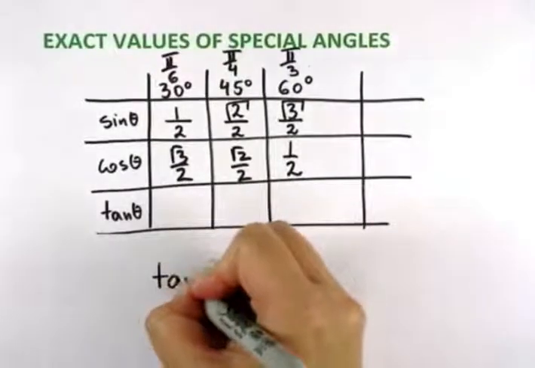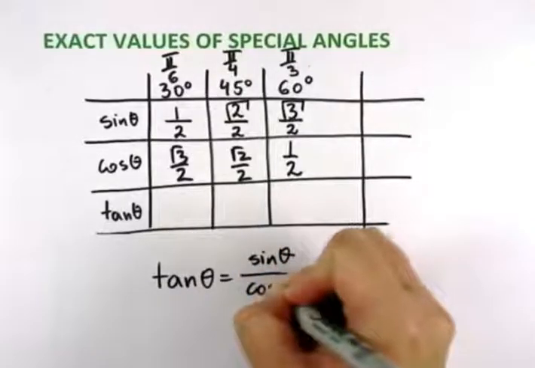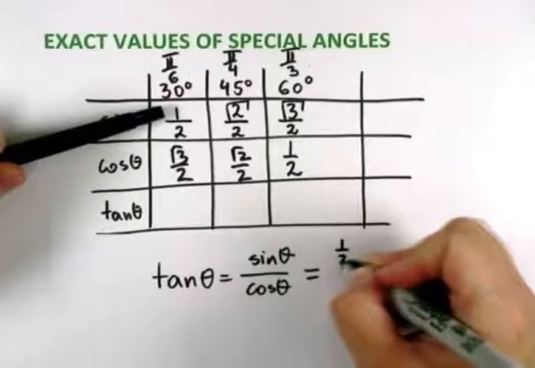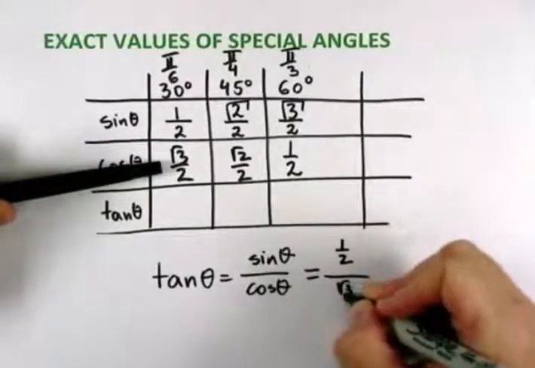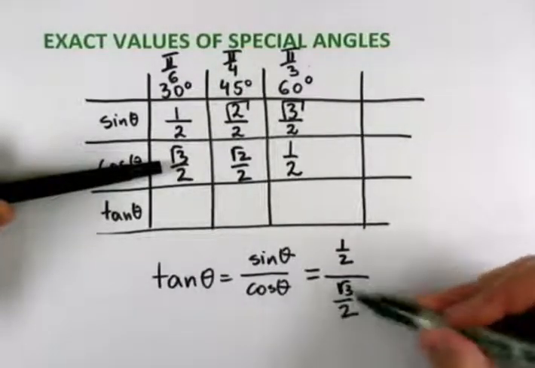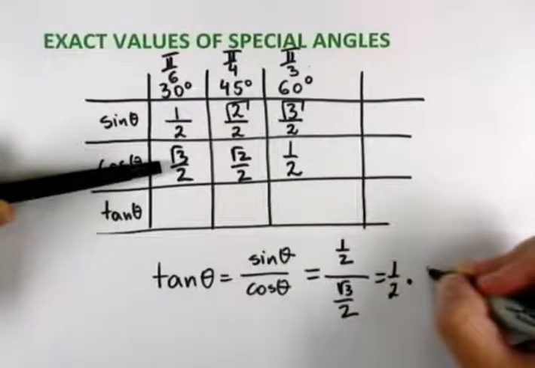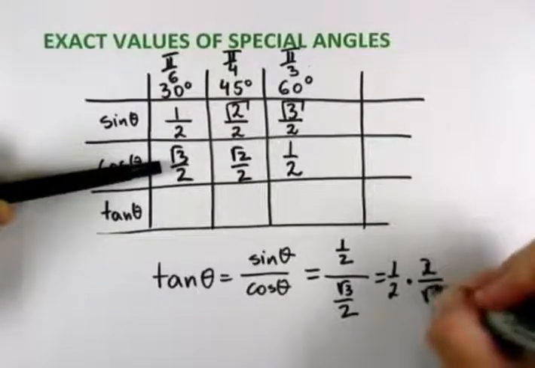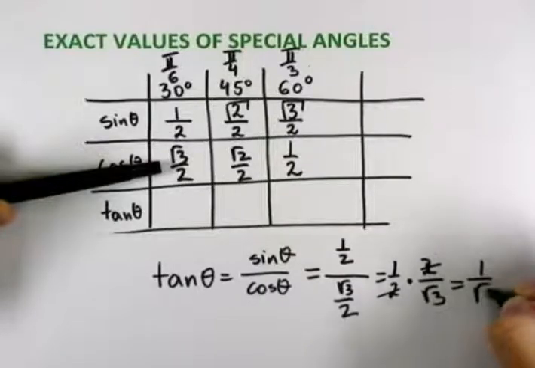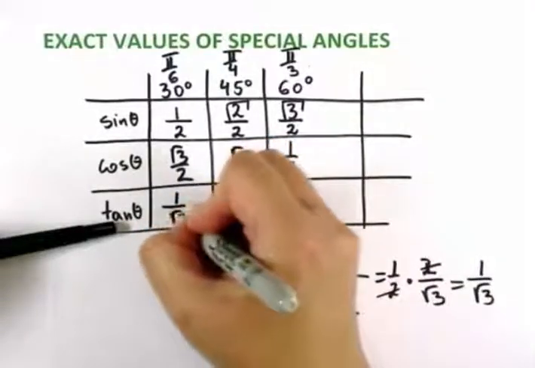Tangent is sine over cosine, so the first one is 1/2 over root 3 over 2. To divide fractions means multiply by the reciprocal, so this is 1/2 times, flip this over, 2 over root 3. The 2 and 2 cancel out, so the value is 1 over root 3. So the first tangent value is 1 over root 3.